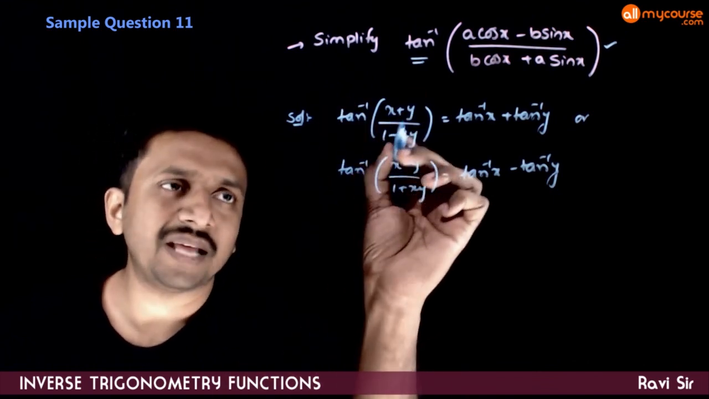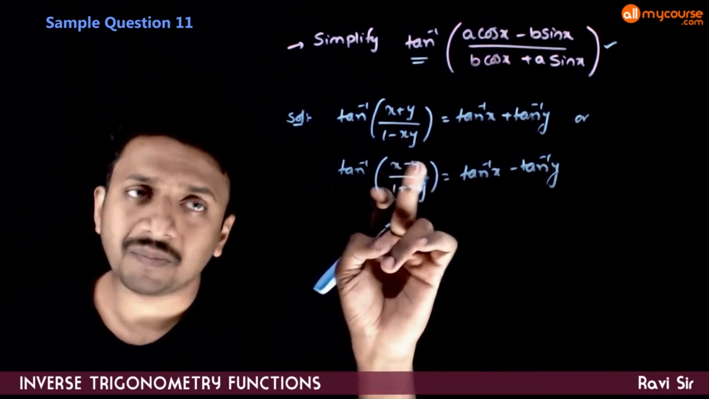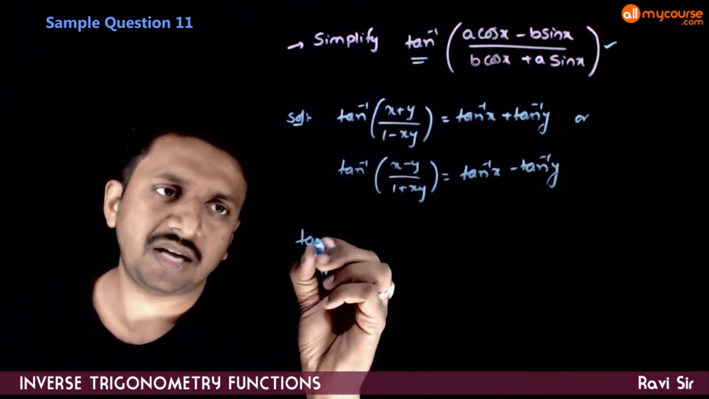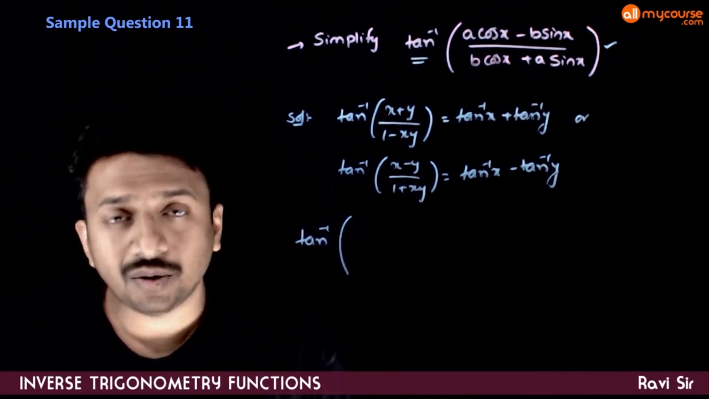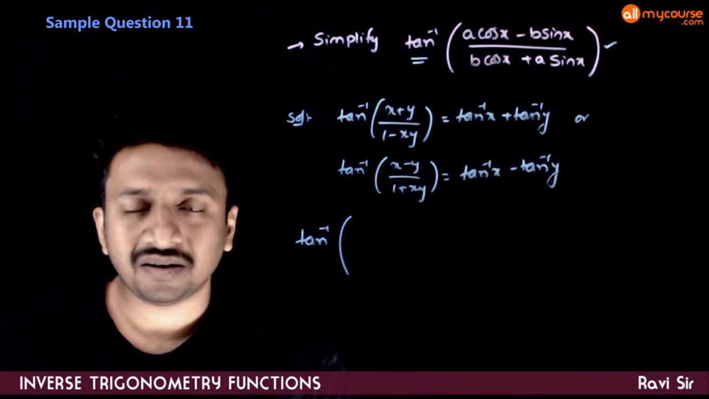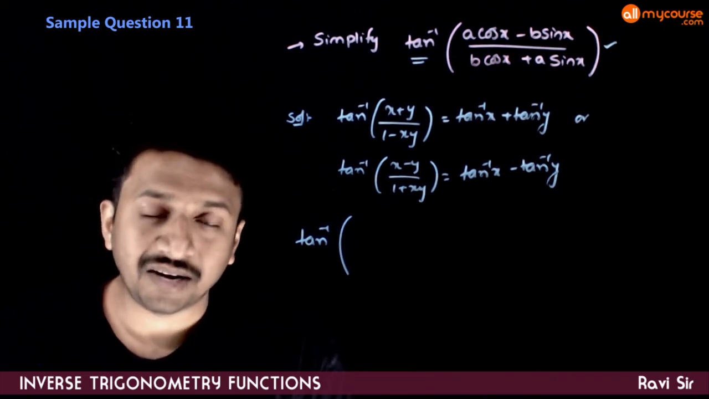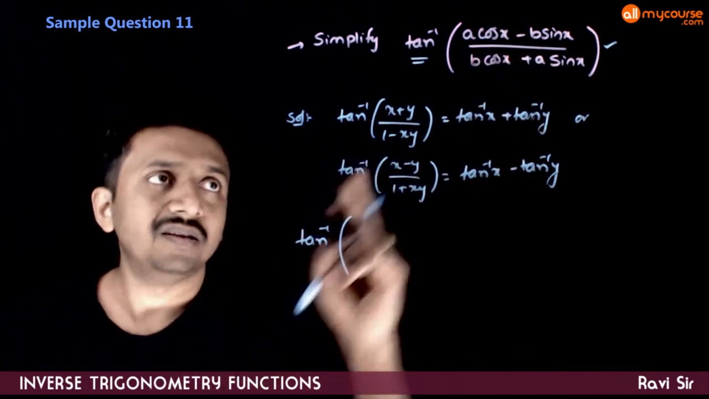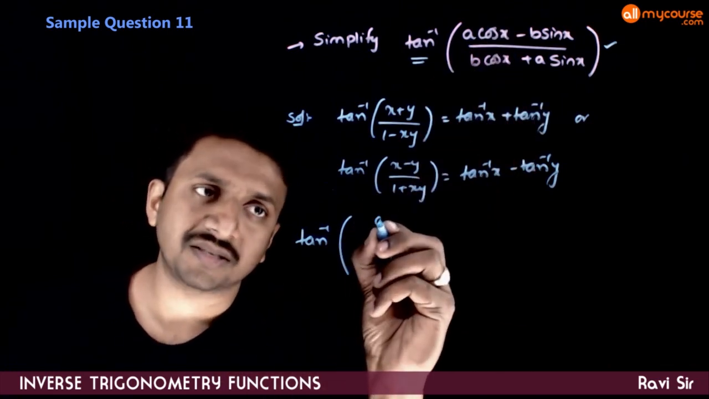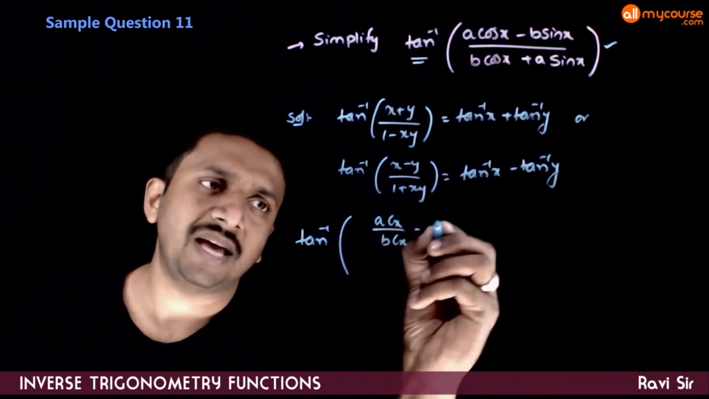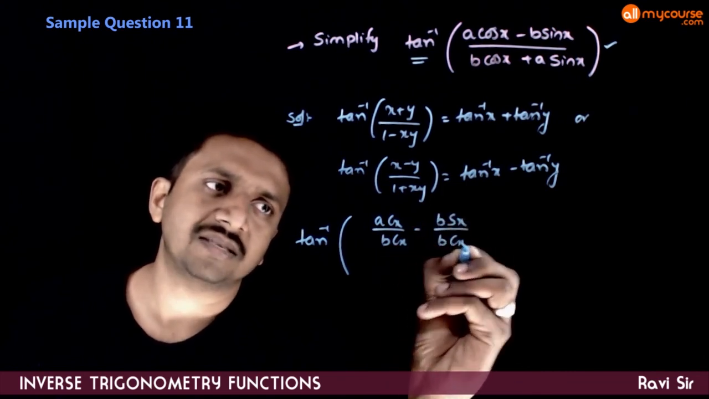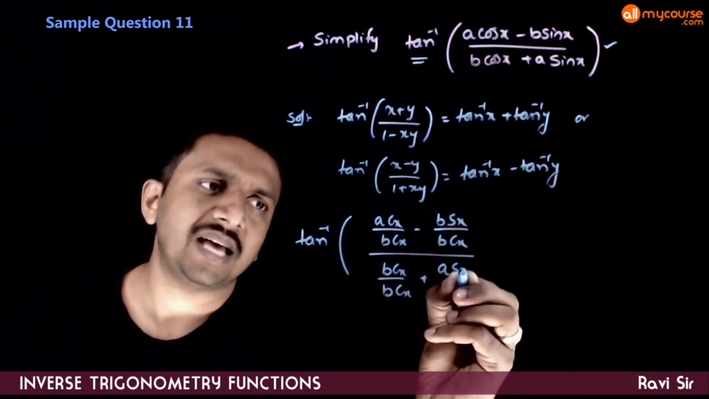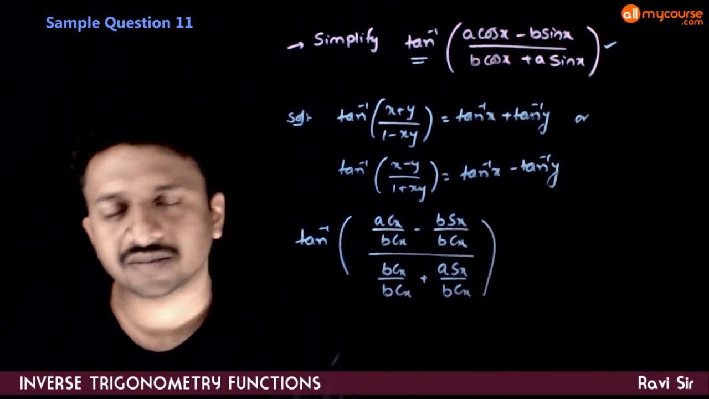So you need to have something plus something by 1 minus something into something, or something minus something by 1 plus this. So let us see what we can do with the given expression. So tan inverse of, what I try to do is, I'll divide both the numerator and denominator by b cos x. So what happens? a cos x by b cos x minus b sin x by b cos x divided by b cos x by b cos x plus a sin x by b cos x.